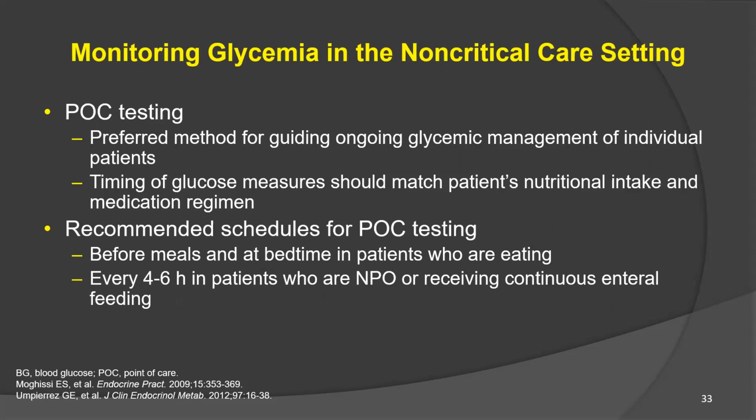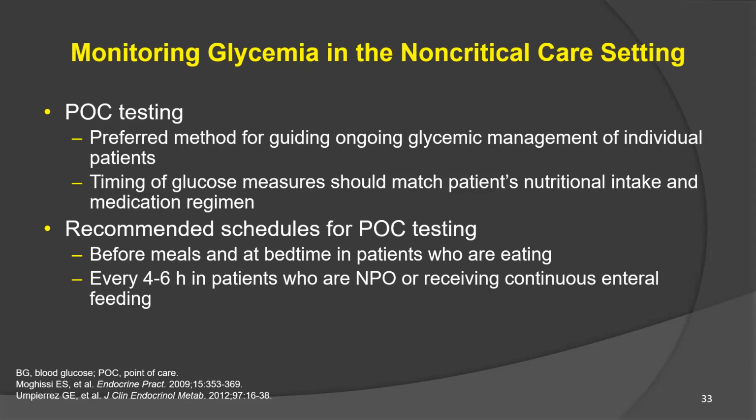How do you monitor the glycemia in the non-critical care setting? Okay, point of care testing has a very good role here, and it is the preferred method for guiding ongoing glycemic management of individual patients. Timing of glucose measures should match patients' nutritional intake and medication regime, and sometimes you have to take into account the NPO status of the patient and what your aims are for a particular patient's glycemic control.